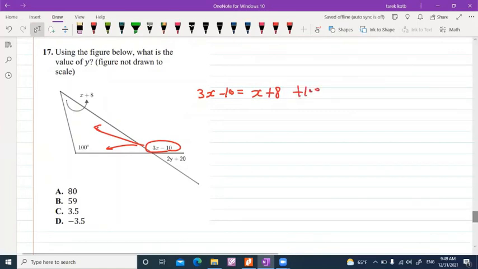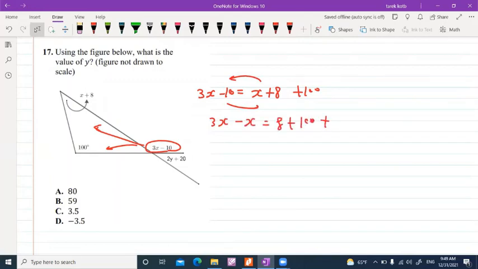But you want to get the y, not the x. But let's see how you can get the x. So it will be 3x minus x equals 8 plus 100 plus 10. So 2x equals 118, so x equals 59. Now I got the x.